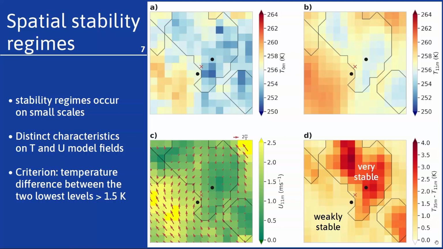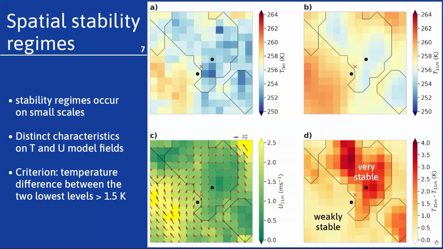So this is the region that we had the high resolution output generated for during the model run. You can see at A surface temperature, then temperature at the lowermost model level, wind speed at the lowermost model level, and temperature difference between the two lowermost model levels. And you can see that all of these fields exhibit clear spatial patterns, which are collocated with different stability regimes, shown by the black contour. In the interior of the contour, you can find the very stable case, and in the exterior, you can find the weakly stable case. And now you can also see the difference.